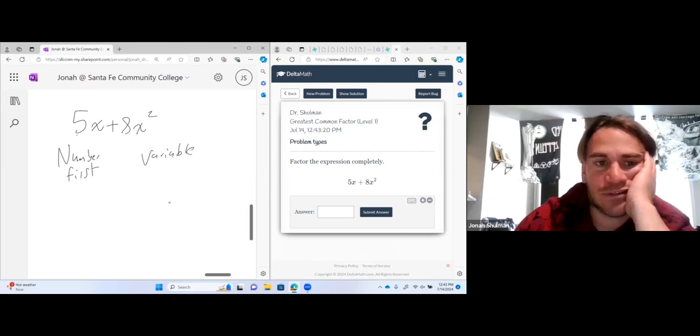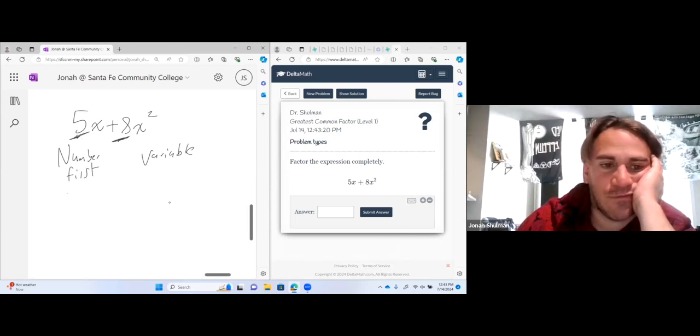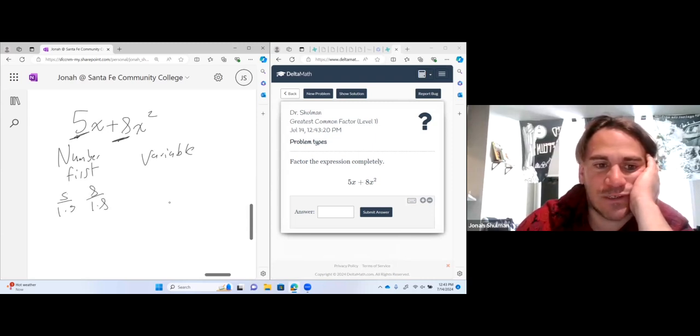So that's how I factor. Is there a number that 5 and 8 match? 5 is 1 times 5, and 8 is 1 times 8 and 2 times 4. It's just a 1, so we need to pull out a 1 from each. It's just assumed, so we don't really need it.